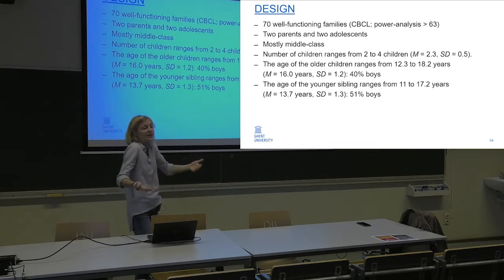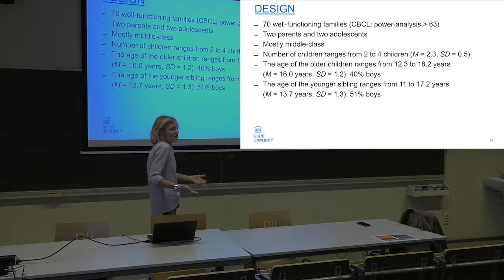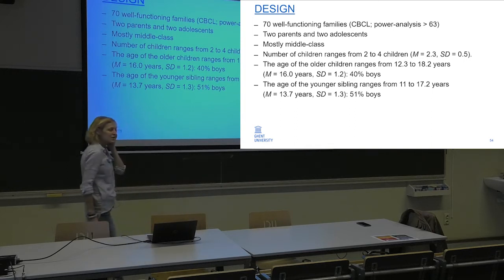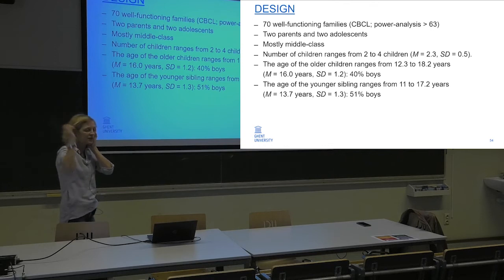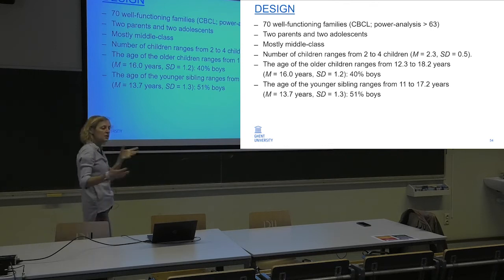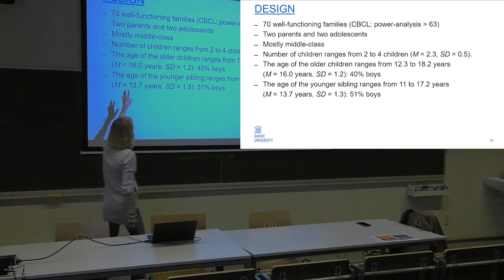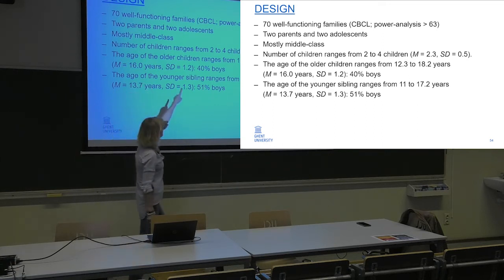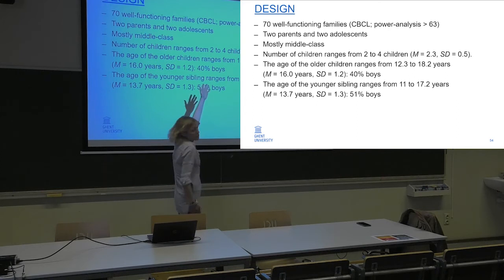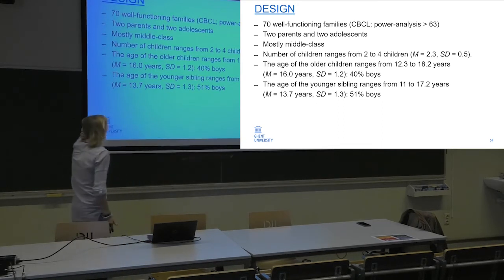But it's another complication of doing this quantitative research, because if they have 6 children, you cannot include all of them. So you have to choose 2. Here also we did. The number of children ranged from 2 to 4, and if they had 3 or 4, we had to select.